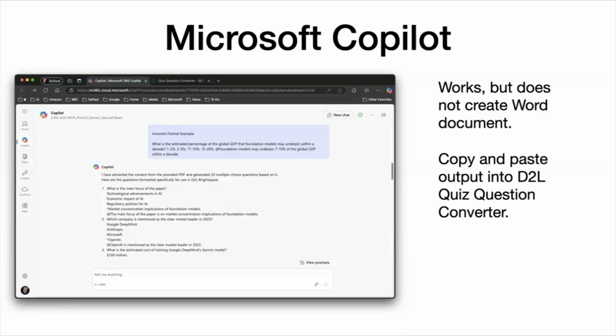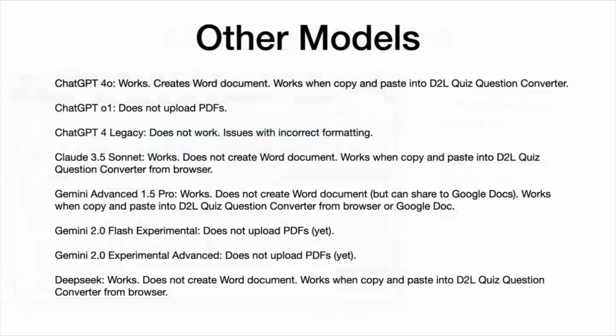So all we do is we put in the prompt, and then you can copy and paste the output in the D2L Quiz Question Converter. If there are other models that you want to use, this will work in the majority of them. So this will even work on DeepSeek if you've started using this new large language model from China. Some of them will output as Word documents. The majority will just give you content on screen that you copy and paste.